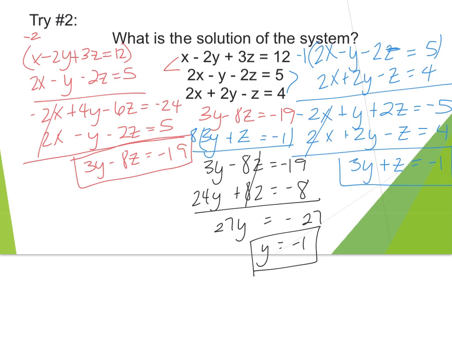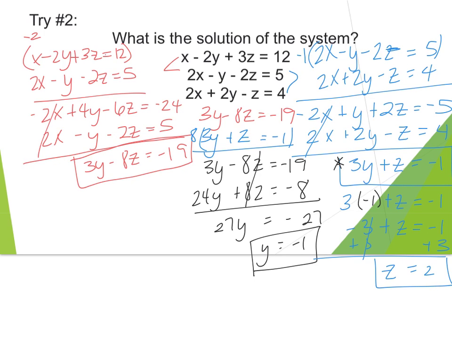That's our first answer. Again, I should then substitute into either the pink or the blue. I'm going to choose the blue this time. So I'll have 3 times y, which is negative 1, plus z equal to negative 1. That gives me negative 3 plus z equal to negative 1. If I add 3 to both sides, I will get that z equals 2.